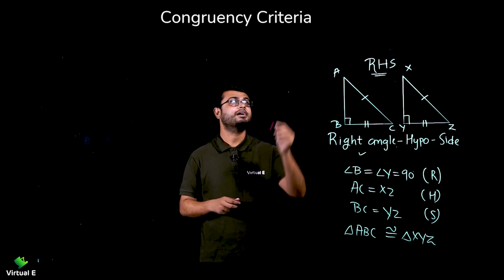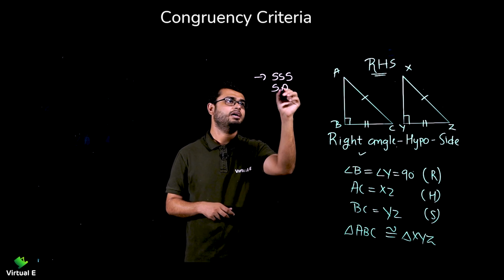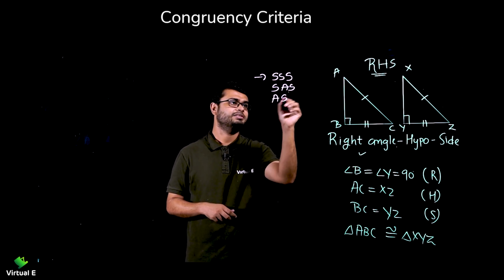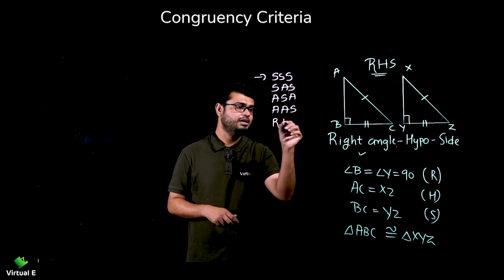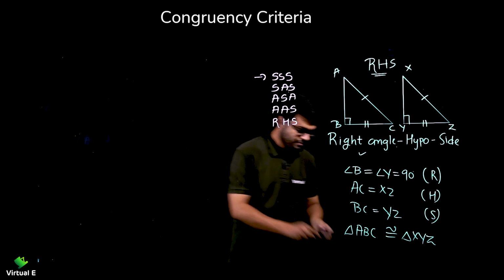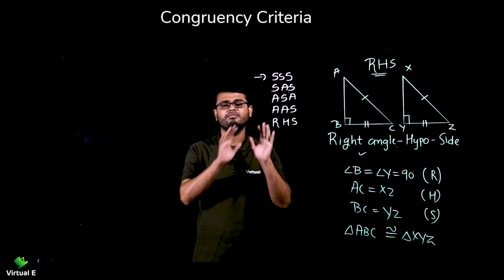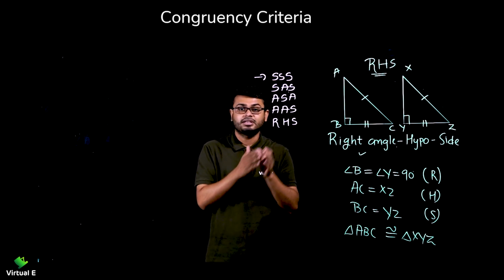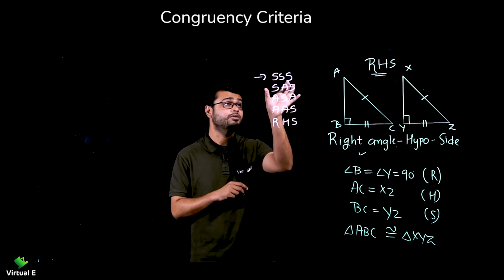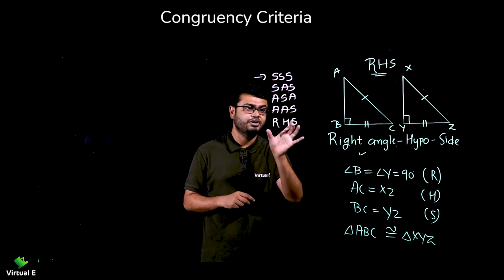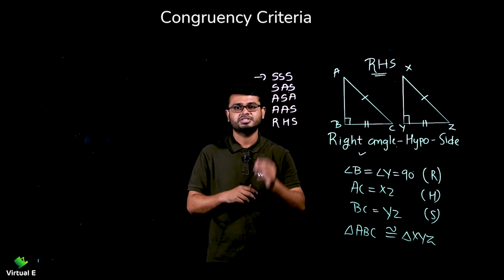So we discussed 5 criteria, that is SSS, SAS, ASA, AAS, and finally RHS. I told you the concept behind these 5 criteria is that we don't want to prove 6 conditions, 3 sides and 3 angles, but we want to prove only 3 conditions, right? So you need to follow any one of it to prove the 2 triangles congruent. Now let's do few questions based on this criteria.